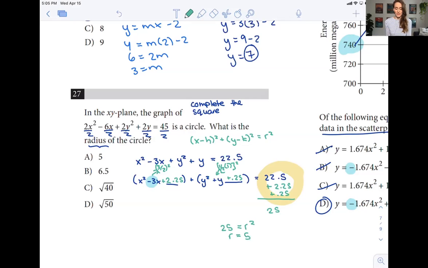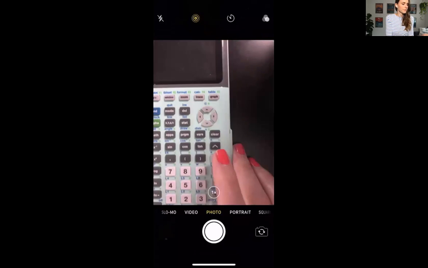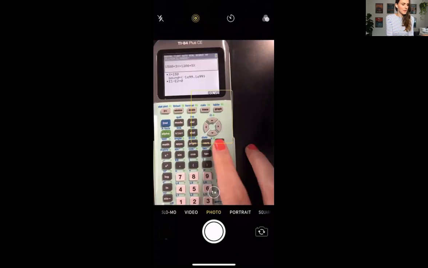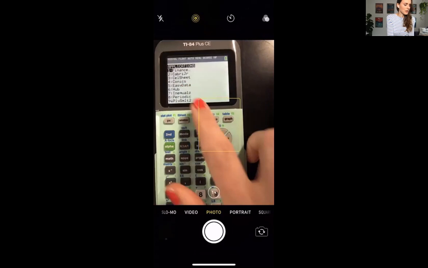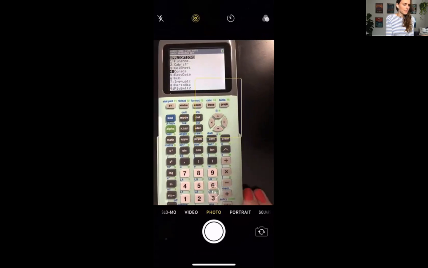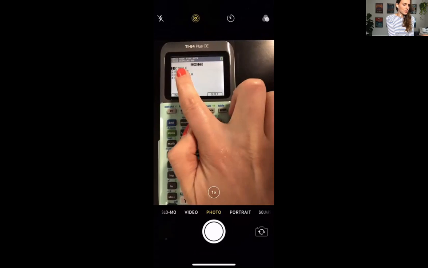Let's say this was in the calculator section, not no calculator. I am going to show you how to use the Conics app. So I'm just going to switch the screens that I'm sharing and share it from here. Okay. So I'm going to turn on my calculator, press second quit out of that, go to apps, and then go down to the Conics app. Press enter. I'm going to choose the first option, which is circles.